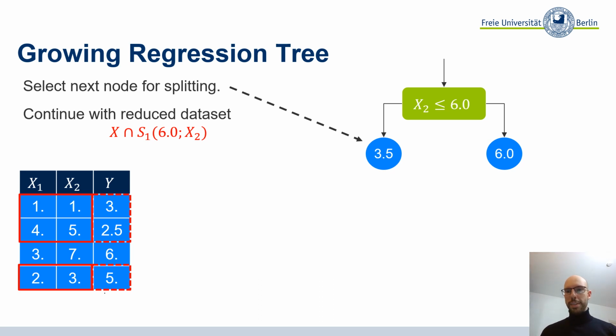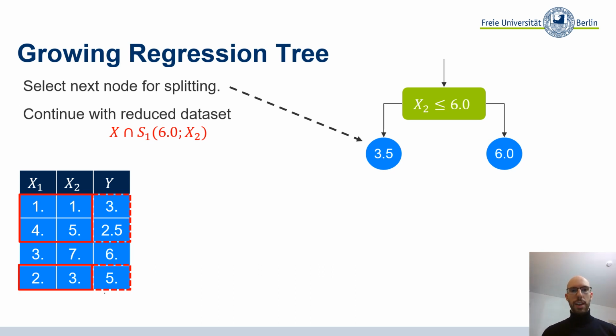Okay, so let's look at one more example to make sure you know how to do this if you were on your own. So let's assume we want to continue splitting the tree, and let's say we had selected this node to perform our next split. So what do we do?